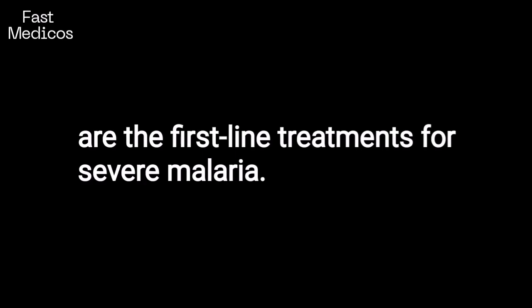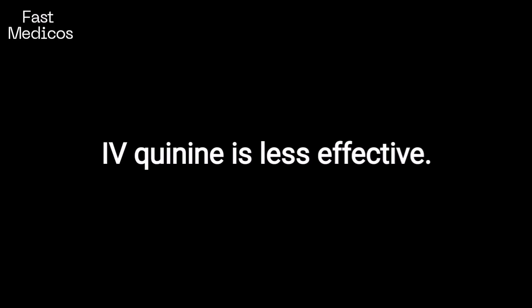40. How is severe malaria treated? Artemisinin-based therapies, such as artemether or artesunate, are the first-line treatments for severe malaria. IV quinine is less effective.